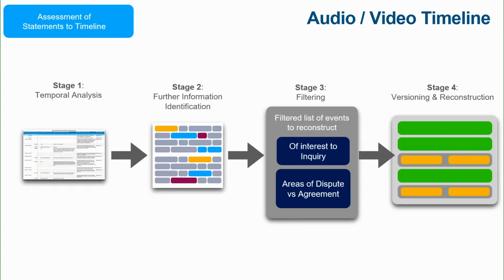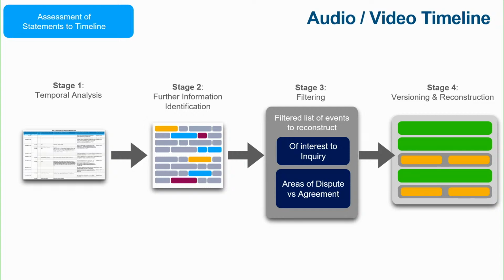So the first stage is pretty much what we covered in the last slide, where we've taken all of those statements and we start to try to understand them in relation to the temporal events. Stage 2 is where we then start to identify within those statements and within those events the areas which can be reconstructed, again, by the parts we described, which is the spatial, the person, and the object identification. That allows us then to understand which areas can be reconstructed.